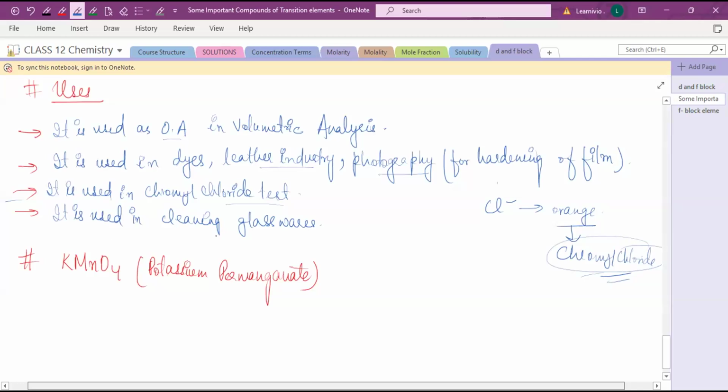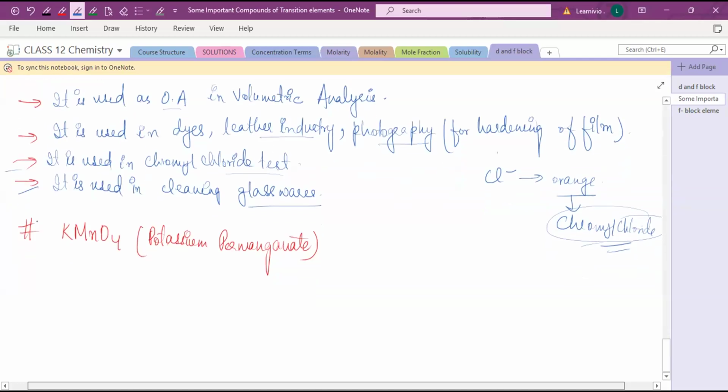Next use is in cleaning glassware. We use it to clean our glasswares. So these are some uses of potassium dichromate. Clear, everyone? Yes, ma'am.